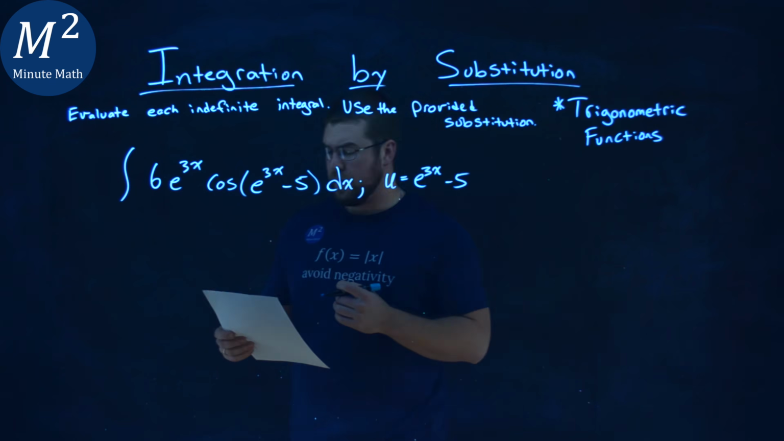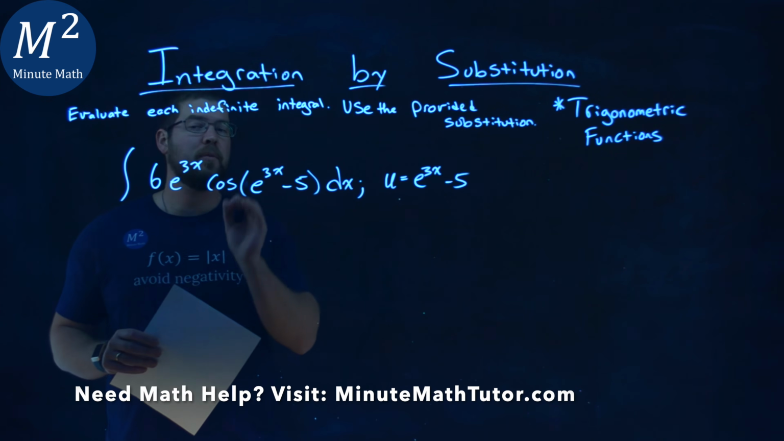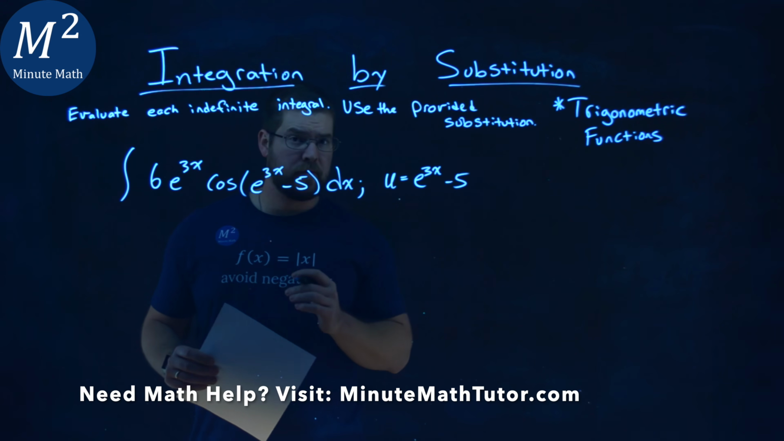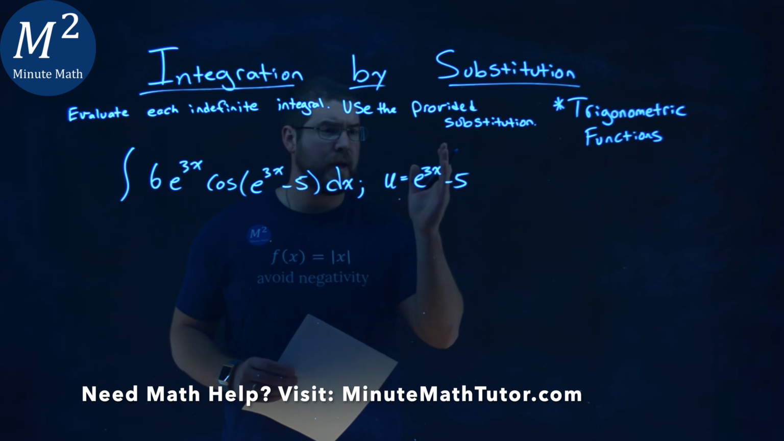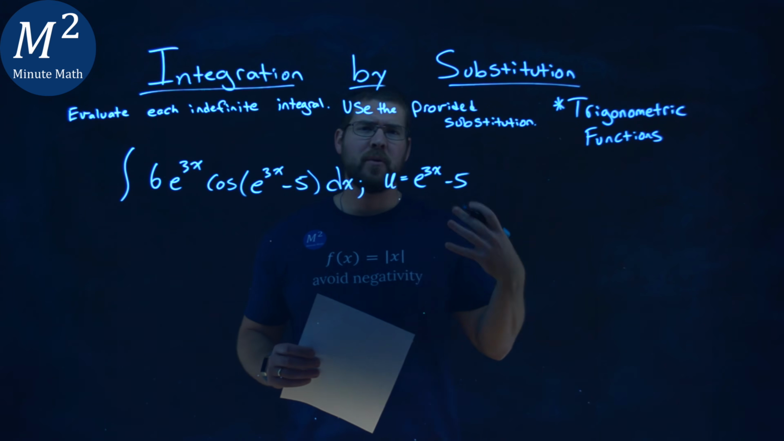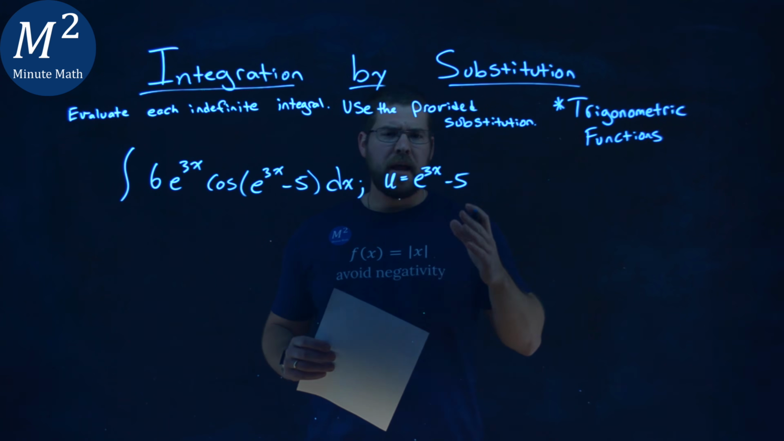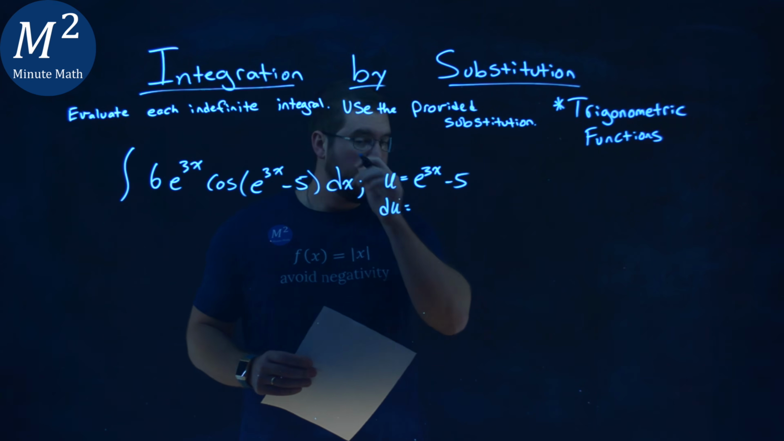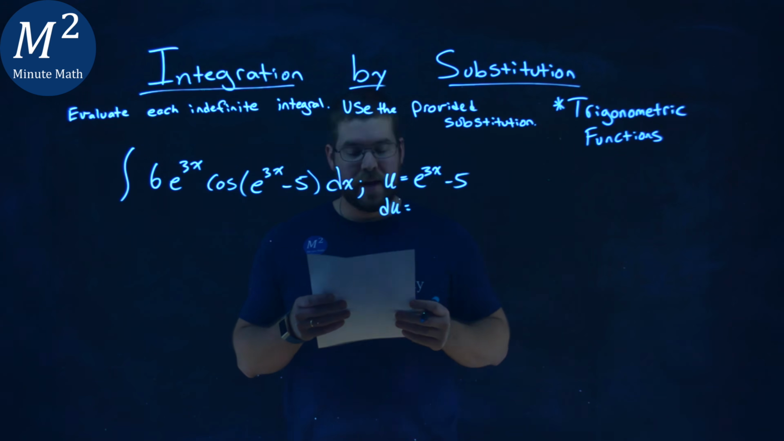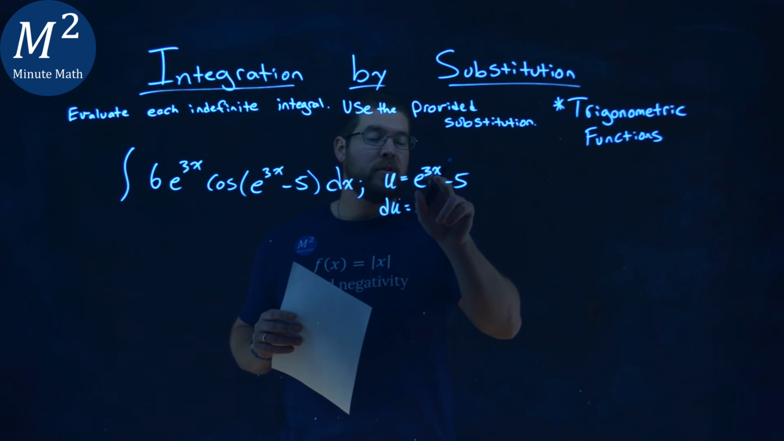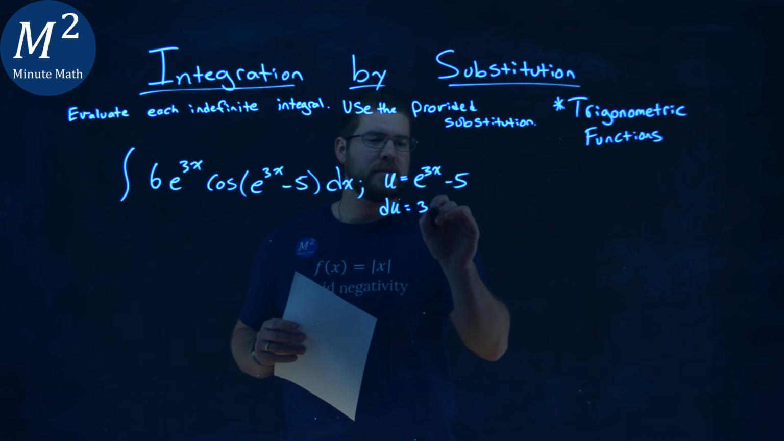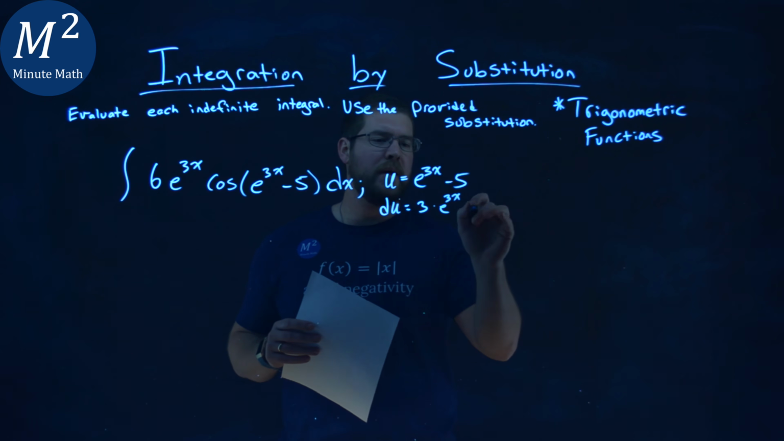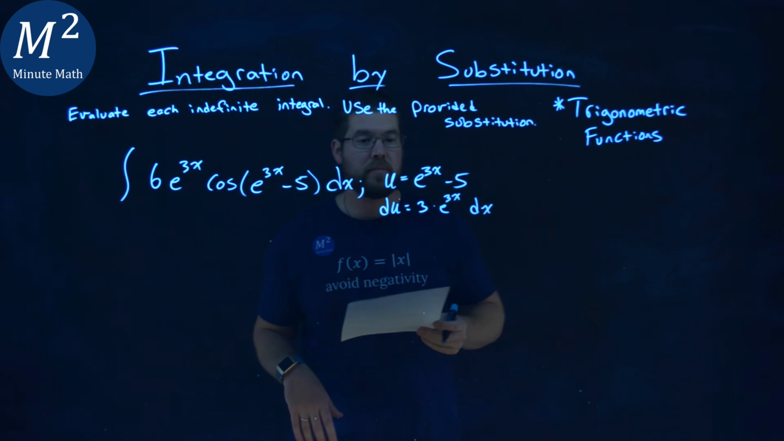We're given this problem right here, the integral of 6 times e to the 3x power times the cosine of e to the 3x power minus 5 dx, and we're given a u value of e to the 3x minus 5, and we have to evaluate this indefinite integral. Now we're given the u value, so let's go find our du. Du here is equal to the derivative of e to the 3x minus 5. The derivative of e to the u is u prime times e to the u, so the 3 comes out front, times e to the 3x power. Minus 5, don't worry about it, and then we have a dx afterwards. Pretty simple.